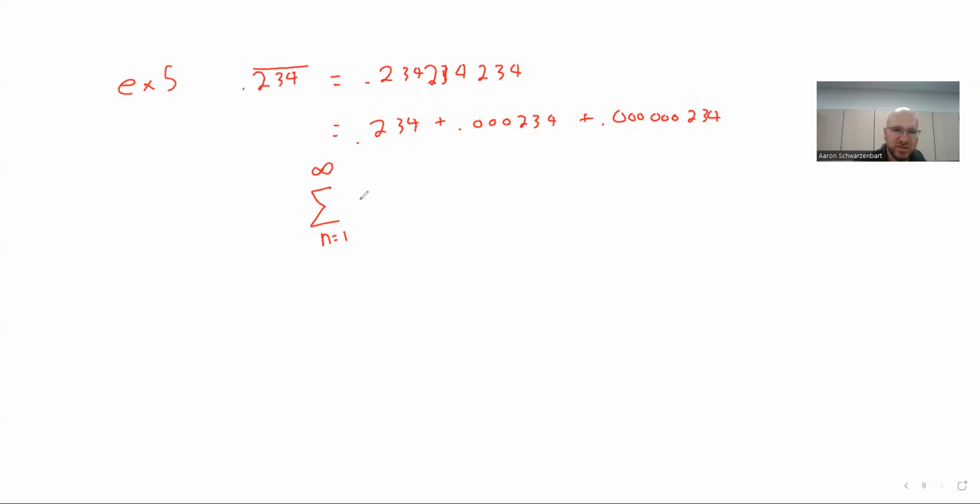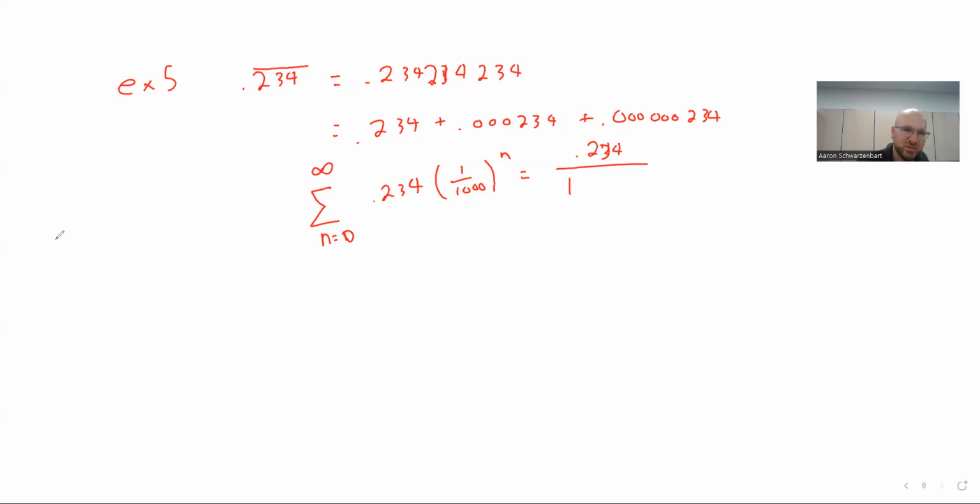and it's repeating forever, so it's 1 to infinity. And the 3 zeros is, nope, not plus, it's got to be a times for a common ratio. I'm going to actually start this at the 0th term, because I just want it to be that. 1 over 1,000 to the n. So that is a series 0.234 times 1.